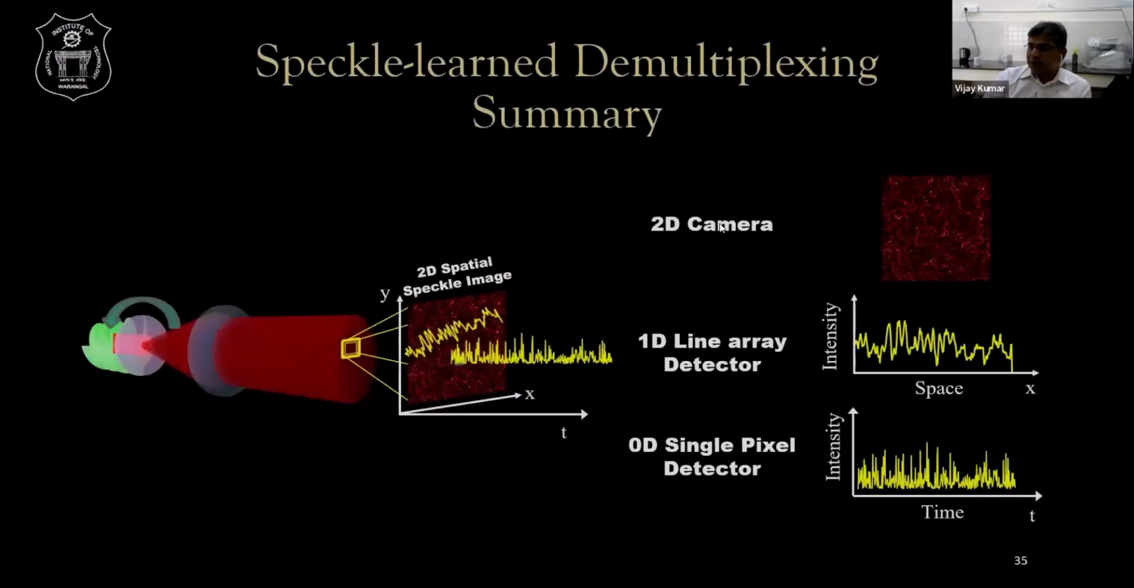Just to sum up all the possible techniques, the whole summary is we can do the classification of the structured light using the speckle. We can do it by using a 2D camera, so we can collect a small section of the speckle and then train the 2D convolutional neural network. That will also do the job. And we can also do it by taking a 1D line array detector in the space domain. So I can collect the 1D speckle profile in the space domain. That will also be able to do the classification.